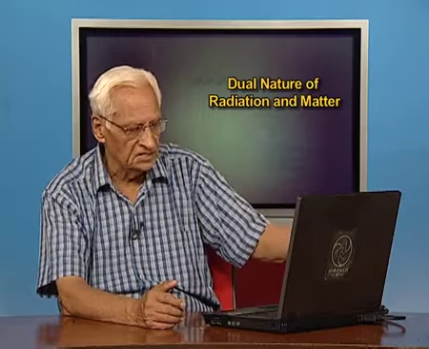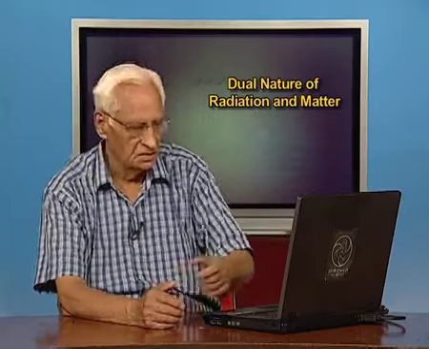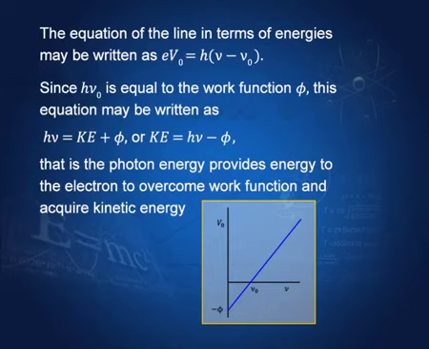How he derived this equation we shall see in a moment, but this kind of arrangement is used for finding the Planck constant, because the slope of this curve is h by e. e is known. So, if you can find the slope, you can find h. So, it is one of the methods by which the Planck constant can be determined in the laboratory.